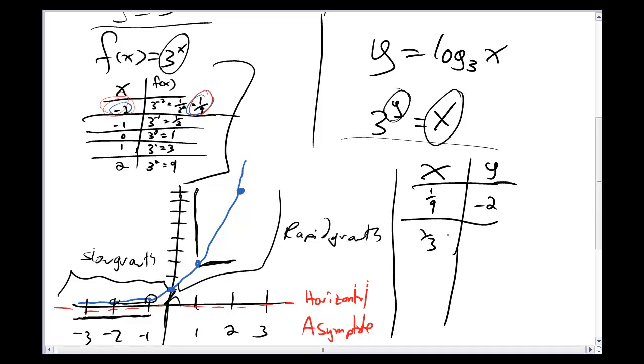I've got 1/3, because that was the y value, but here I'm switching x's and y's over, so what was an x value over here is my y value over here. What was a y value on the left is an x value on the right. So I have 1/3, and I get the point -1. I have the point 1, and that gives me 0. I've got the point 3, and that gives me 1. And I've got the point 9, and that gives me 2.